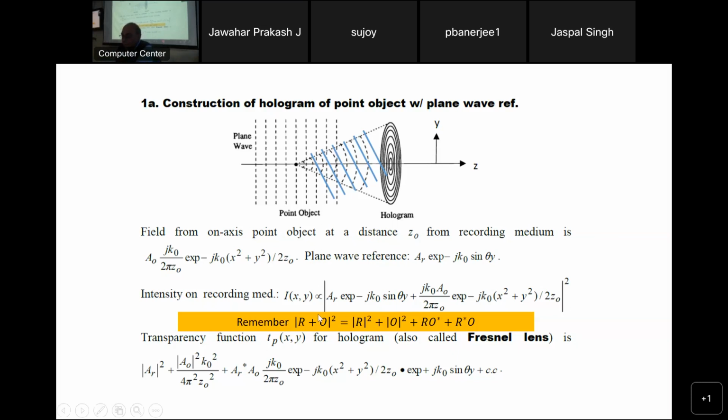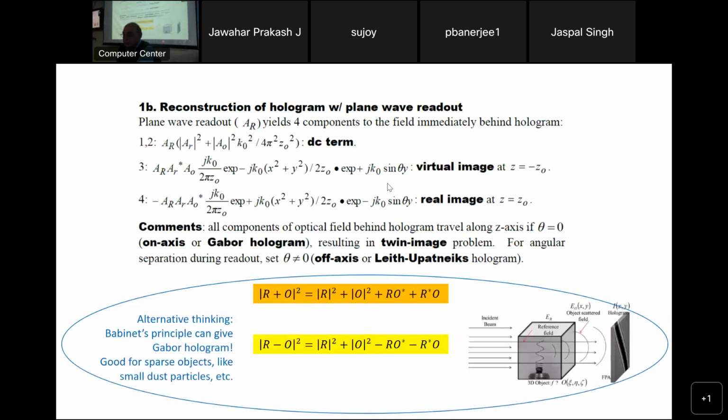This is the so-called intensity pattern of the interference, which is also the hologram function. So the hologram function has these four terms, and from these four terms, one of them is going to give you, upon reconstruction, the real image, and one's going to give you the virtual image. So when you reconstruct it, you see those four terms.